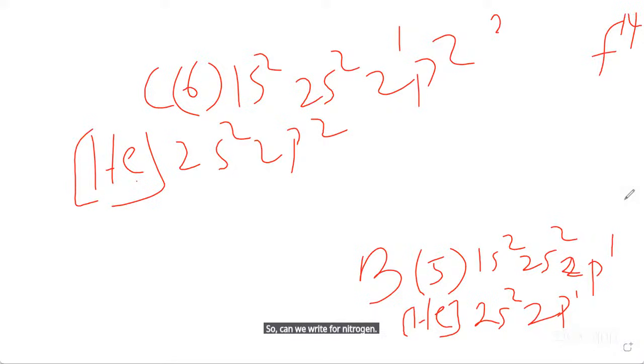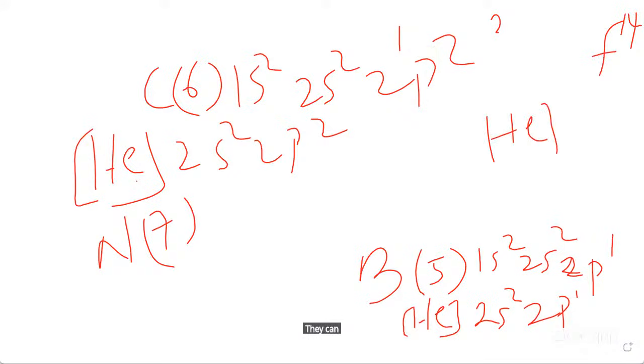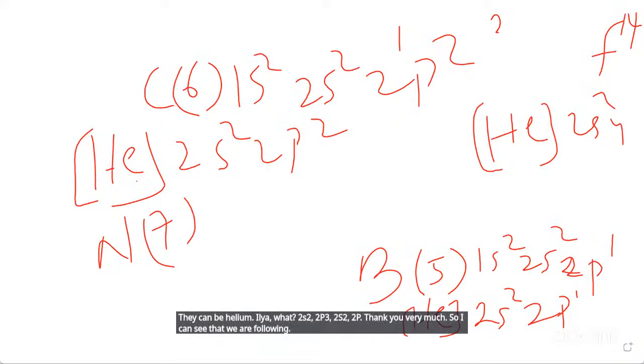So can we write the electronic configuration for nitrogen? Nitrogen is how many? 7. That is the atomic number. Can you write the electronic configuration for your nitrogen? I'm checking the chart. Okay, 1s2, 2s2, 2p3, or we can write helium 2s2, 2p3. Correct. Thank you very much. So I can see that we are following. Good.